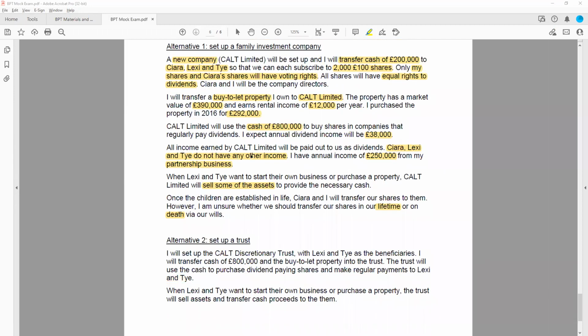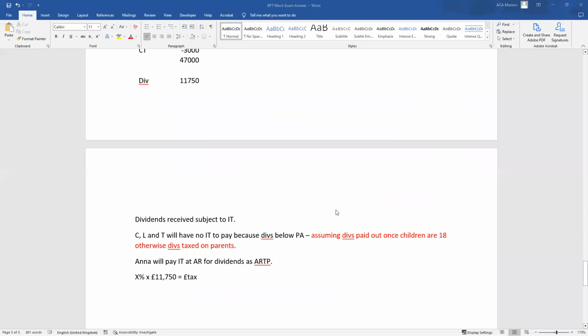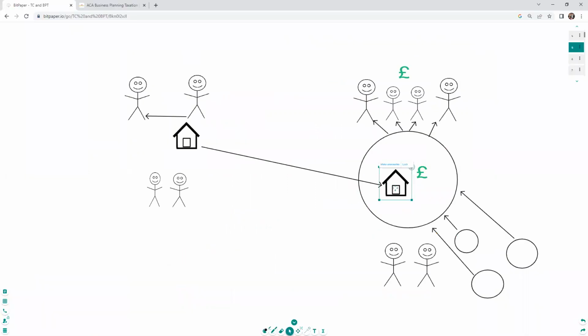So then we were told that a dividend would be paid out. When Lexi and Ty want to start their own businesses or purchase a property, the company will sell some of the assets to provide the necessary cash. If the company sells a property, or sells shares that it has, then of course it's going to have gains on those.